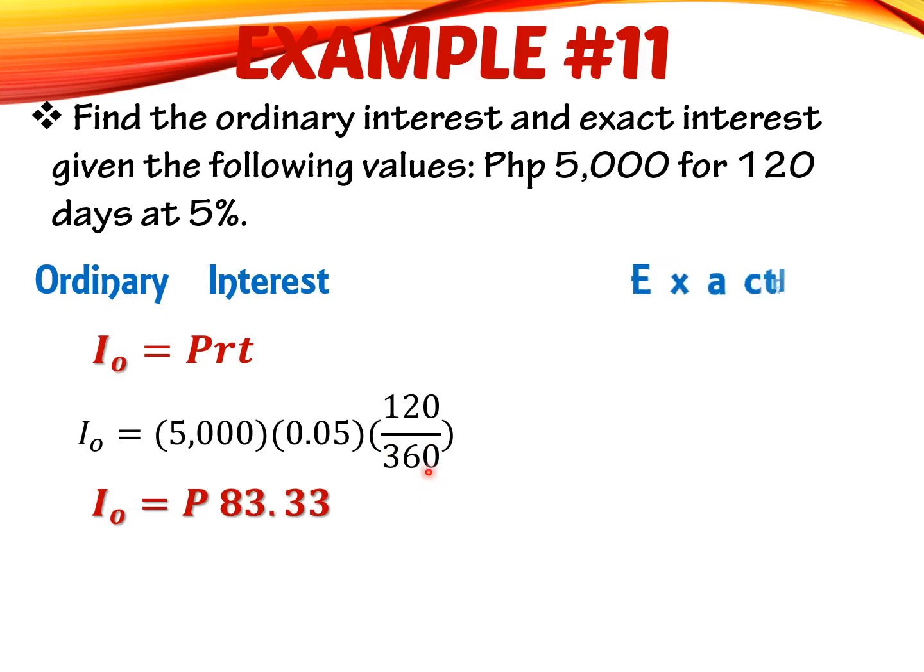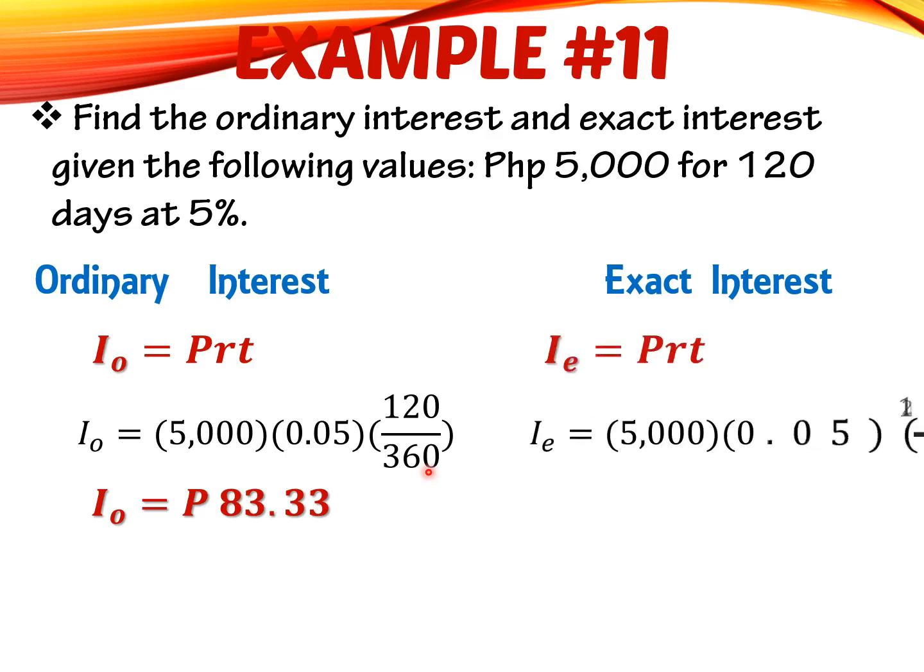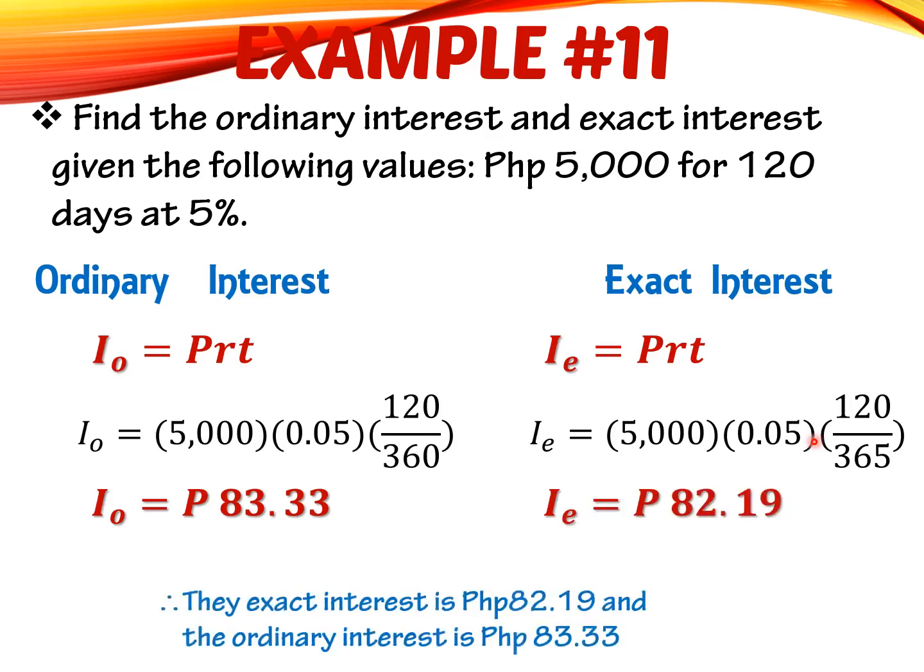Now, for the exact interest, you will have now I sub E. This time, your time will be divided by 365. Again, multiply lang, and this will give you 82.19. So, therefore, the exact interest is 82.19 pesos and the ordinary interest is 83.33 pesos. So, this is how you compute this one. Nagkakaiba lang siya sa time. So, 360 for ordinary and 365 for exact interest.